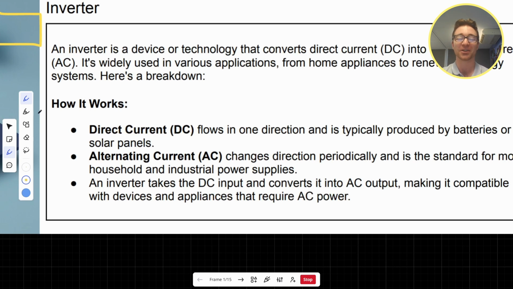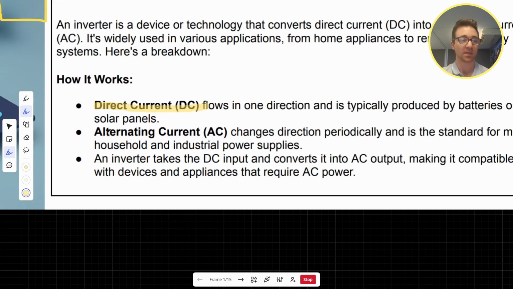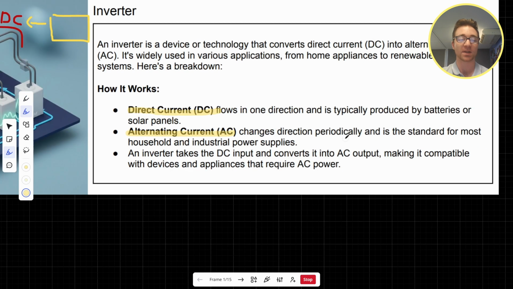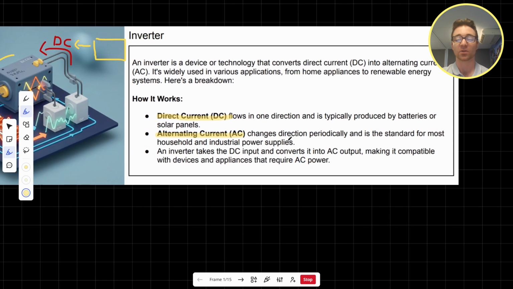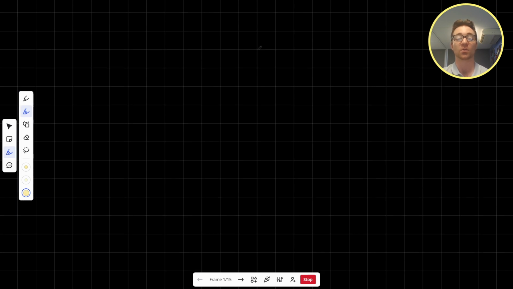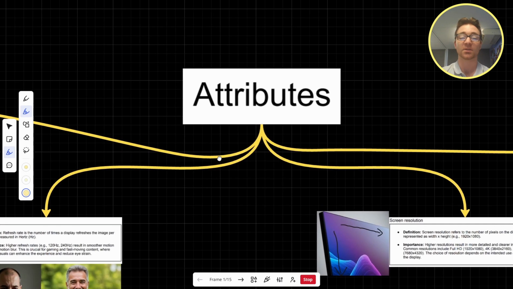Long story short, okay? So, as I said, it takes direct current and it turns it into alternating current, all right? You don't need to know the specifics of that. You just need to know that direct current isn't safe, alternating current is safe, and an inverter turns direct current into alternating current, okay? So that you can use it on your device.